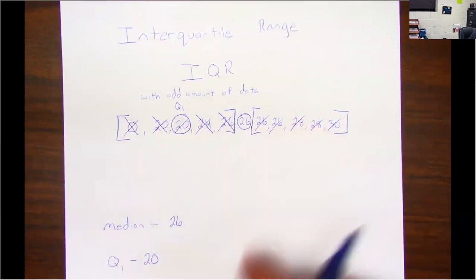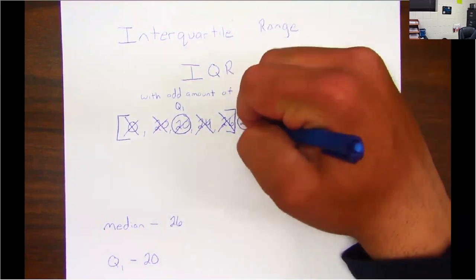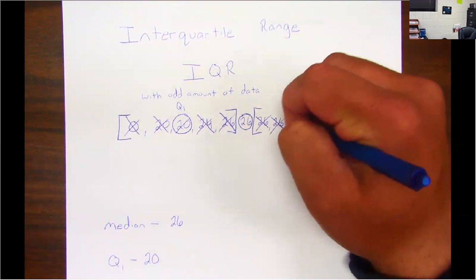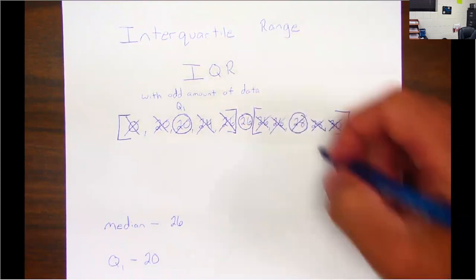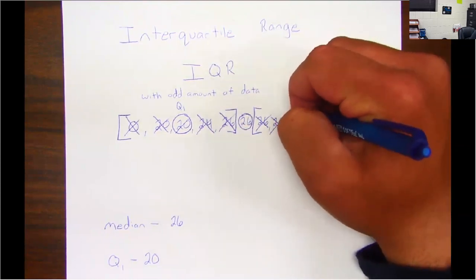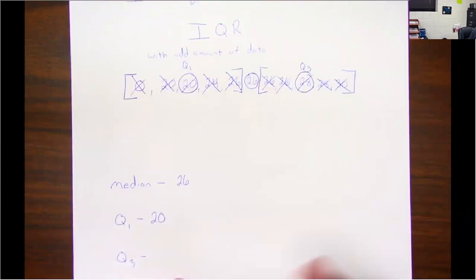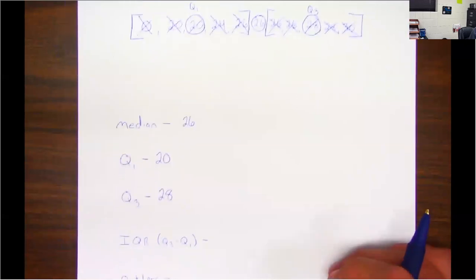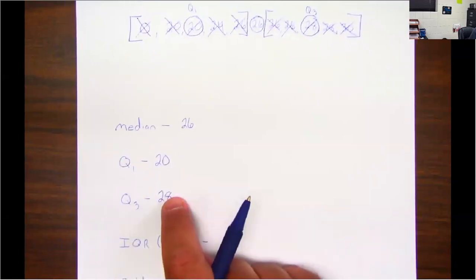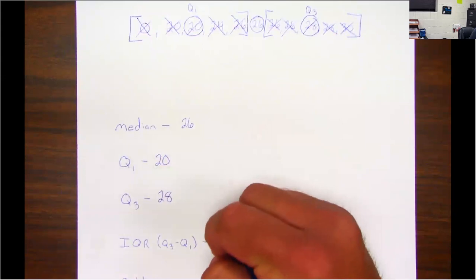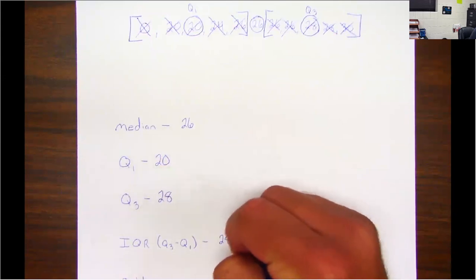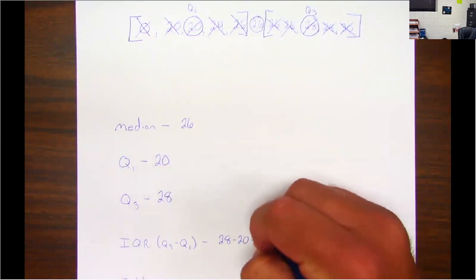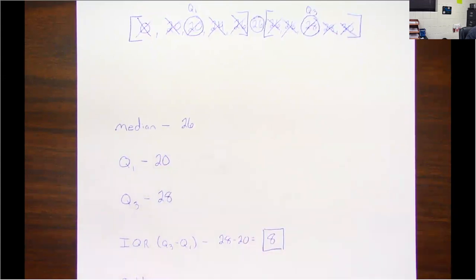Now we're going to do the same thing to our data in the back. Cross one off the front, one off the back, one off the front, one off the back. This one's still available, and that is my Q3. Now to find your IQR, you're literally doing Q3 minus Q1. So 28 minus 20 is an IQR of 8.